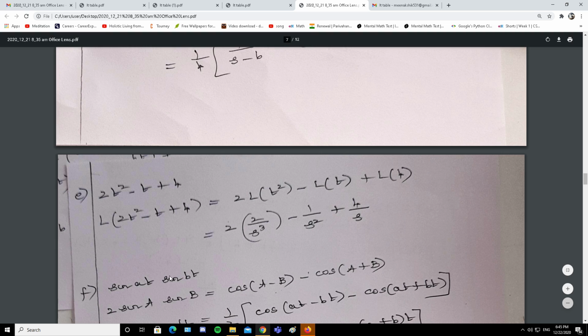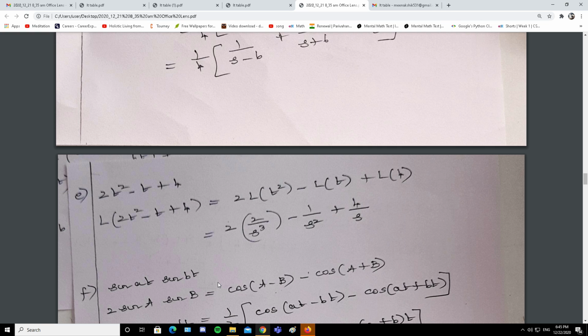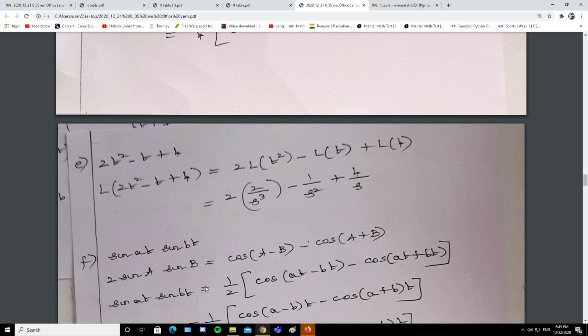Now next we have sin a t sin b t. You have some rules that are true in Laplace, but the product rule is not true in case of any transform, whether it is Fourier transform, Z transform or Laplace transform. So you cannot write Laplace of sin a t sin b t as Laplace of sin a t into Laplace of sin b t. That is wrong. So whenever you have cos A sin B or sin A sin B, cos A cos B, you have to make use of the formula.